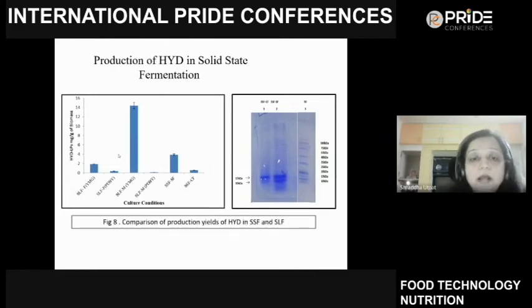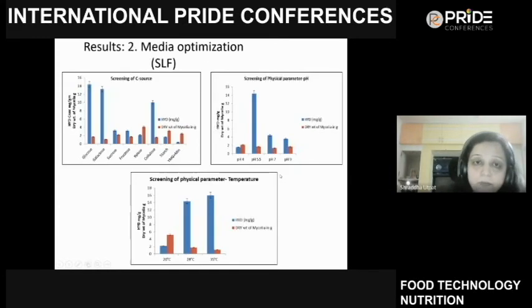Then it was also tried using SSF and, sorry, not cassava bagasse, it is coconut oil cakes and sesame oil cakes, which we tried for production of hydrophobins using SSF. And here the production levels were definitely high as compared to other liquid media used, but less than the YMG. So we found that in submerged liquid fermentation using YMG, we got maximum production of hydrophobins, and we confirmed the presence of the proteins in SSF by performing SDS page.